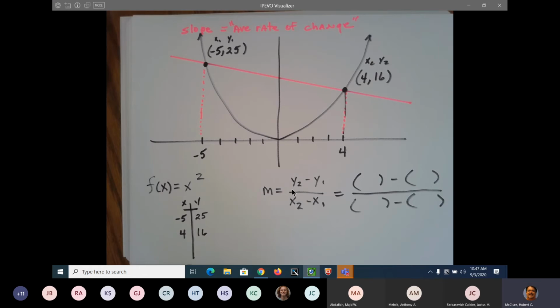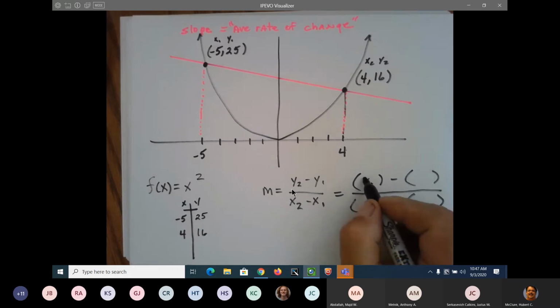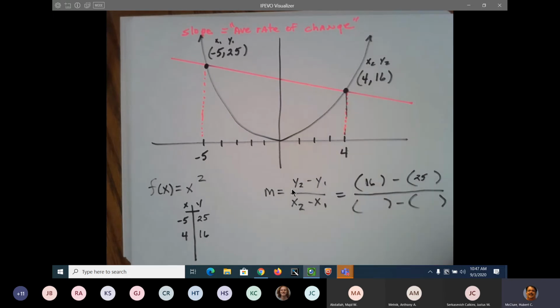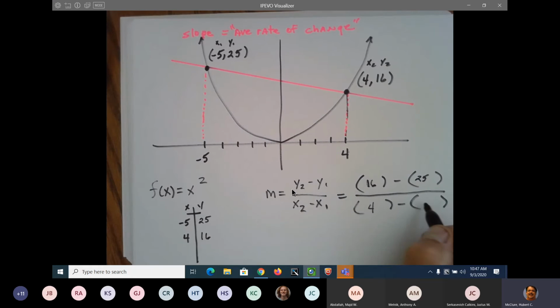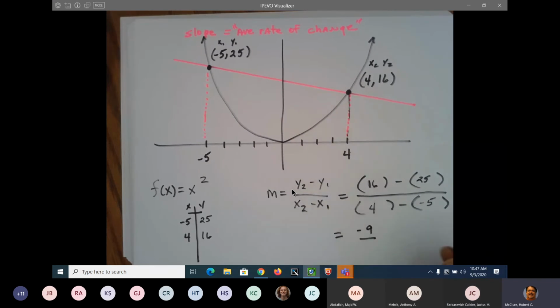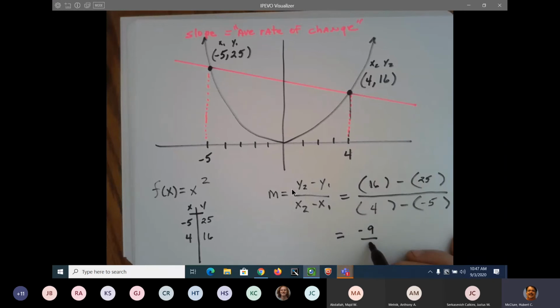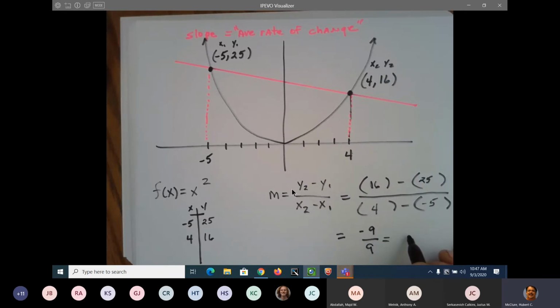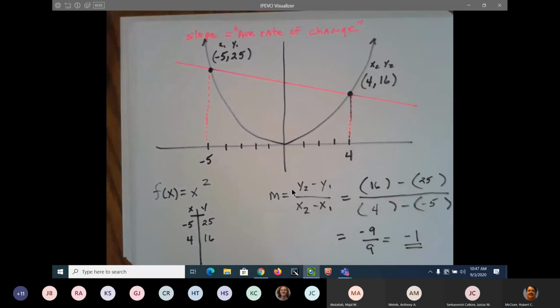So 16 minus 25 over 4 minus a -5. 16 minus 25, I have no idea. 9, -9, help me out. I think that's -9. Yeah, you're right. -9 over 4 plus 5 is 9. Oh my gosh, -1. And that's your slope.